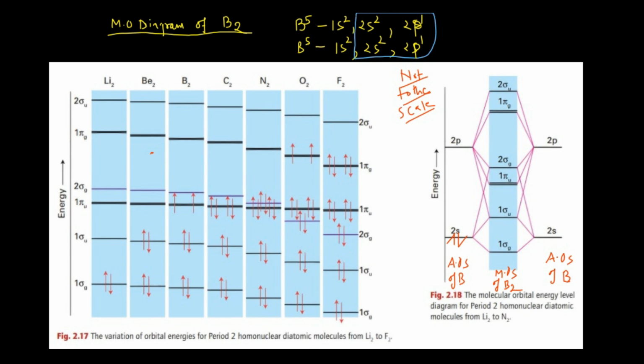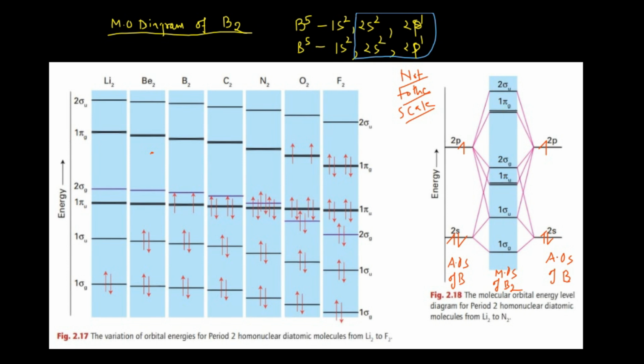This 2s has 2 electrons, but 2p has 1 electron, so I will put 1 electron here. Similarly, I will put 2 electrons here because it is again boron, and 1 is here. So if you count the total electrons, this is 2 and 1, 3, 4, 5 and 6. So I have a total of 6 electrons, and I have to fill these electrons into these molecular orbitals, right?